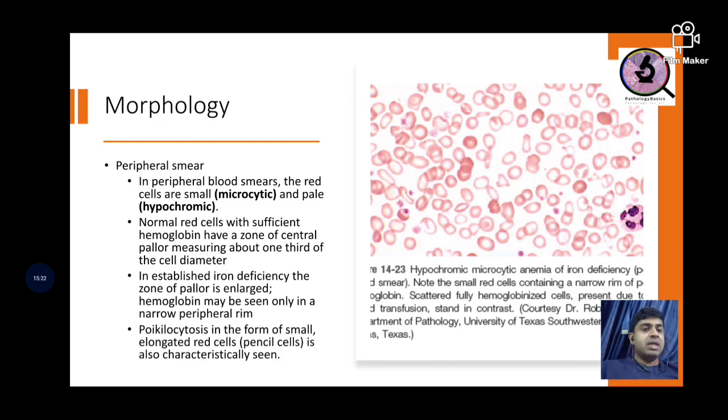Also we can see poikilocytosis. Poikilocytosis means there is different shapes. As you can see over here, this appears elongated. We call it as an elliptocyte, or we can also call it as a pencil cell. So there is poikilocytosis as well on the peripheral smear. If you see the bone marrow, the iron storage in the bone marrow is reduced. So this is a Prussian blue stain which stains the iron in the macrophages. This is the normal bone marrow, and this is marrow in case of iron deficiency anemia.